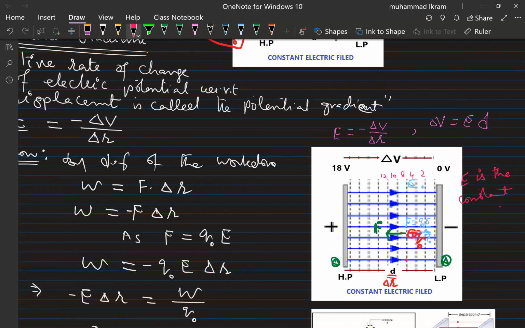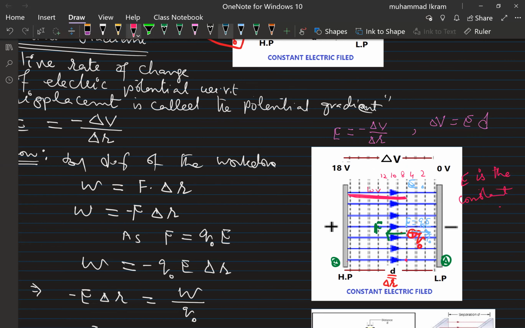So now you see, look here, electric field intensity is the same everywhere, but not the electric potential. For example, if you choose these 2 points here, then look, what is the electric potential? 18 minus 8, 10. But here the distance is decreased, right? Between this red point and this point, the electric potential is 10 volt.